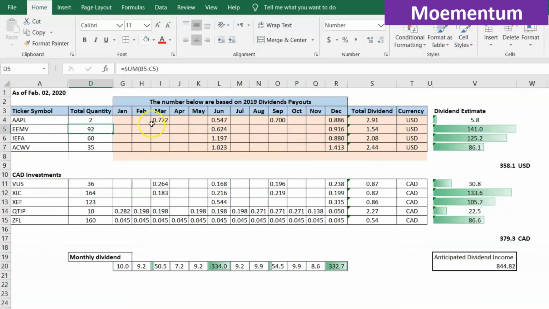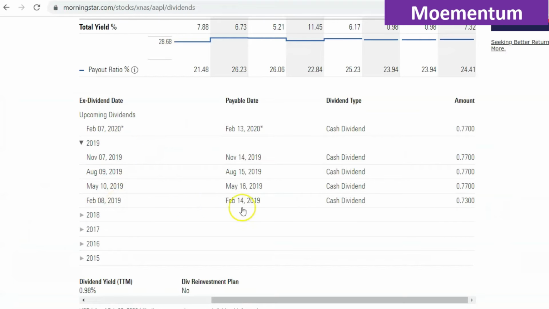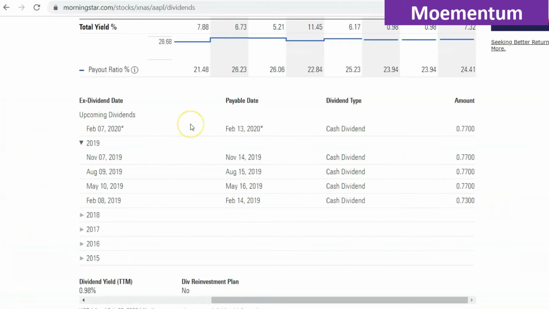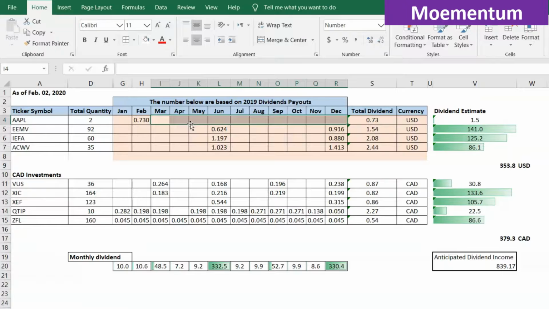If I scroll back, you can see that Apple paid a dividend in February of 73 cents. So I would update this to 0.73, and I would delete, of course, the months that I have not received. So 73 cents, then 77 cents in May, every quarter. The next one was in August, 77 cents.